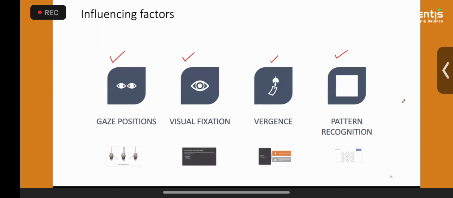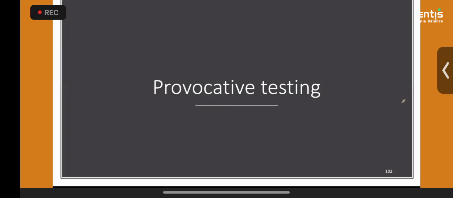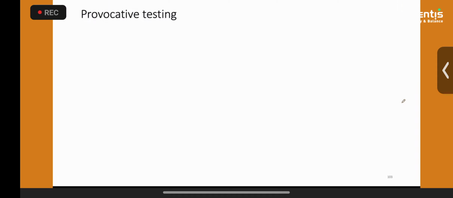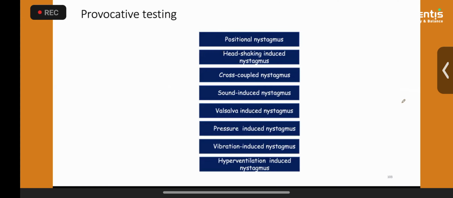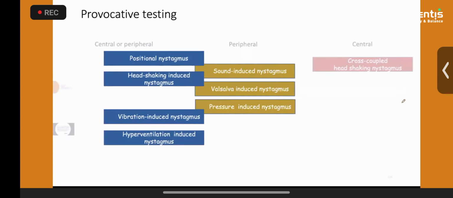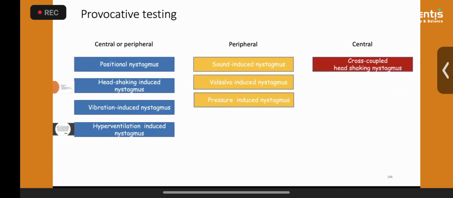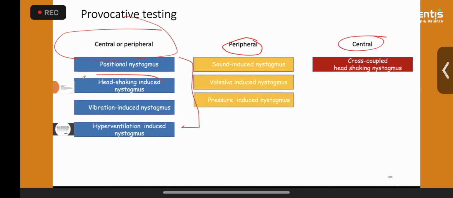Now let us go to the provocative testing. For the last 10 minutes, we will discuss the provocative testing. There are various provocative testings for nystagmus, and I have divided them into 3 parts: the ones which localize to the central, the ones which localize to peripheral, and those which can be either central or peripheral. The 2 tests which are very promising are the head shaking test and the hyperventilation test. Let us discuss.